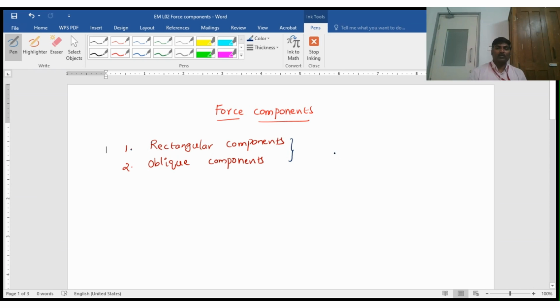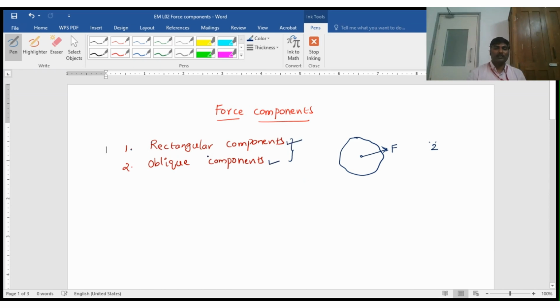For example, consider a body with a force acting on it. Now I would like to replace this force with its components, maybe any number like 2, 3, 4. Let us first go with how to replace this force with two components. You have two options: one is rectangular components, the other is oblique components.